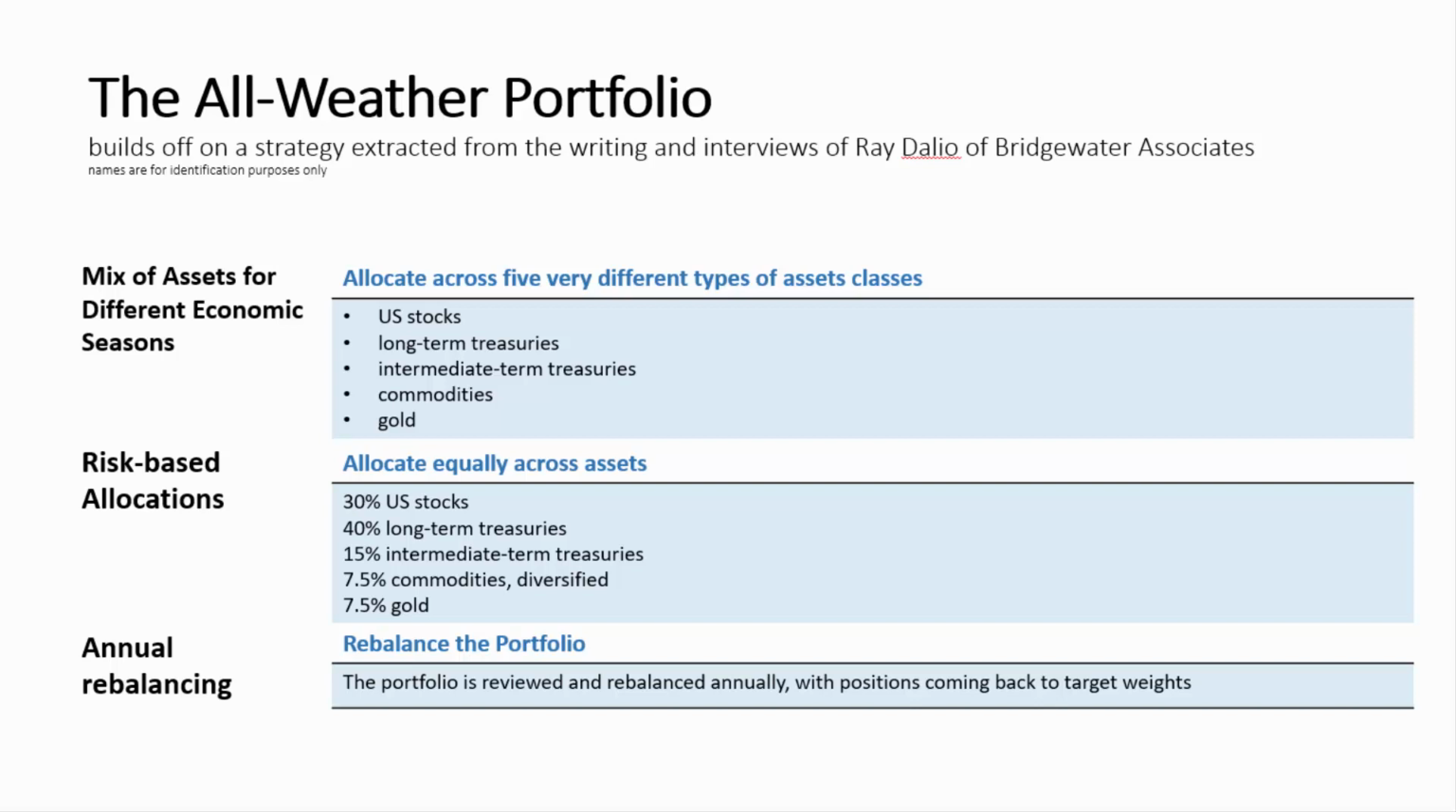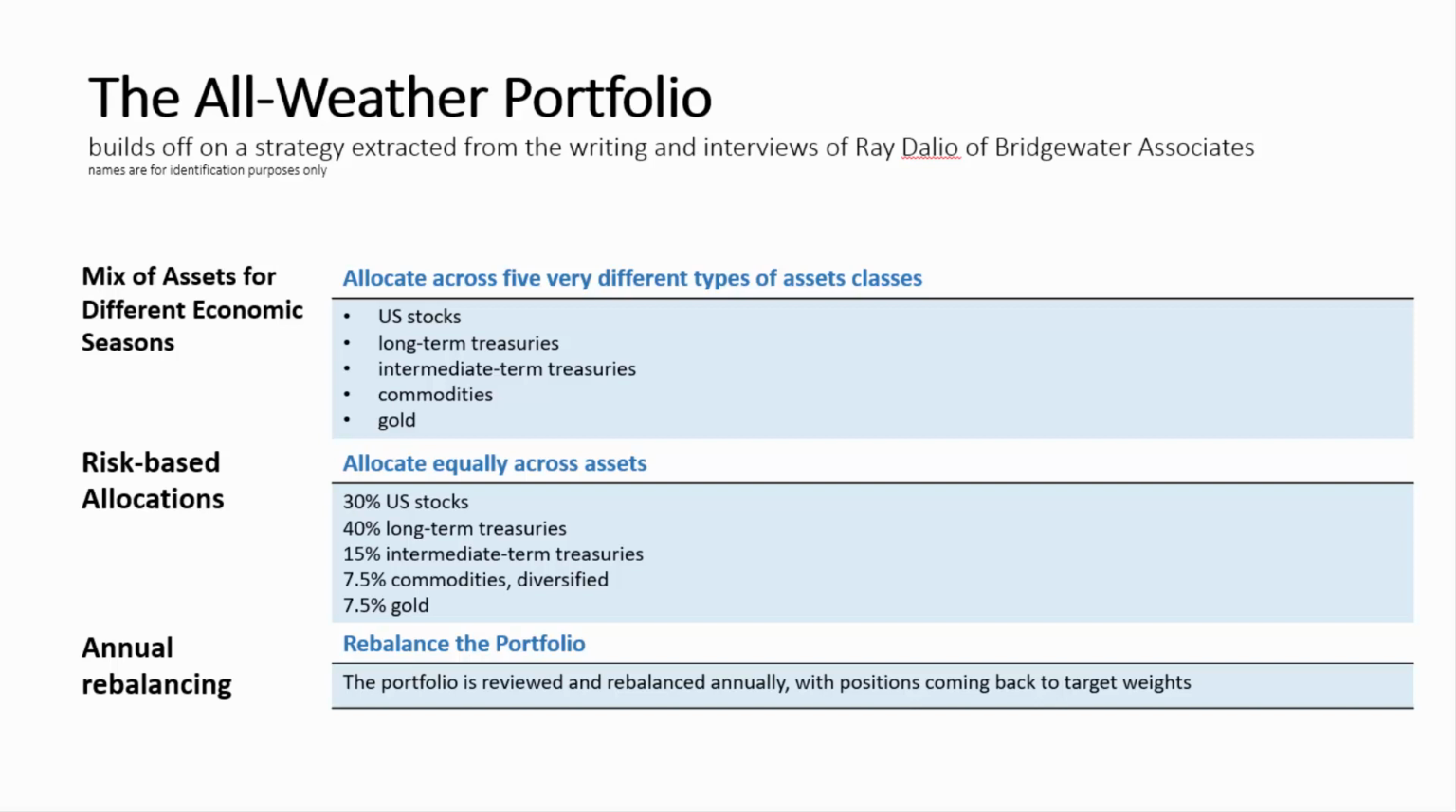Next, we have to determine what our allocation is across each asset class. At the target allocation, the portfolio will invest 30% in U.S. stocks, 40% in long-term treasuries, 15% in intermediate-term treasuries, 7.5% in commodities, and 7.5% in gold.